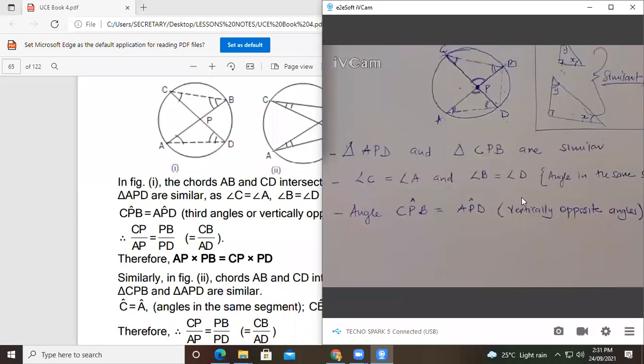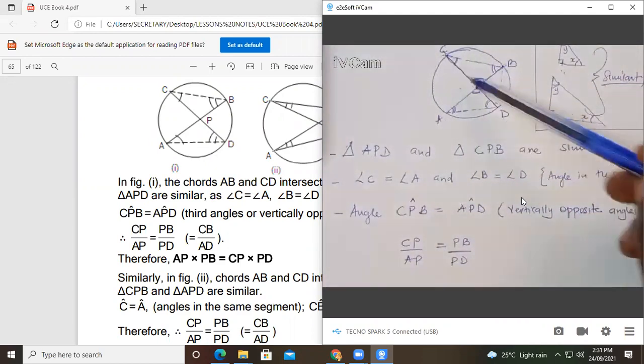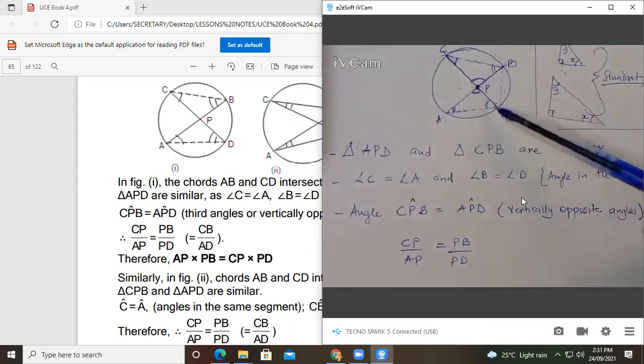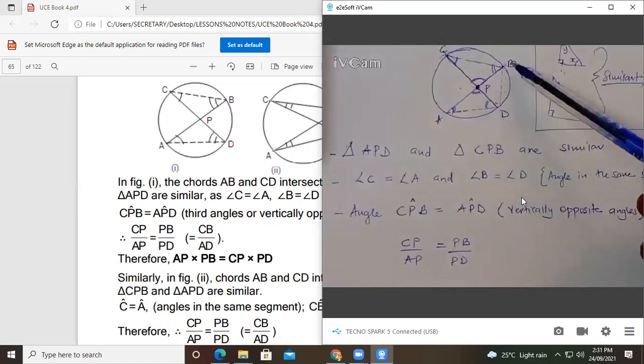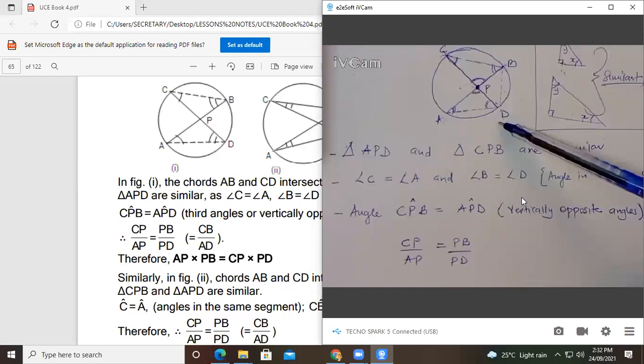And we shall say that CP over AP shall be equal to PB over PD. So you can see that CP is for this, and also PD is for this. In other words, when you start with this, you say CP over AP is equal to PB over PD. You don't say is equal to PD over PB. No, it should be this one first over this is equal to this one first over this. Are we together?